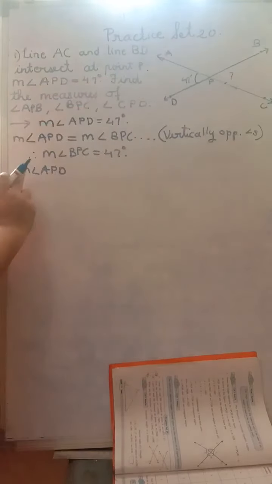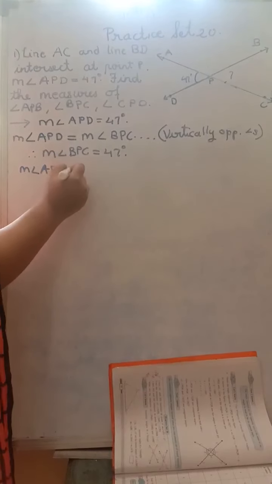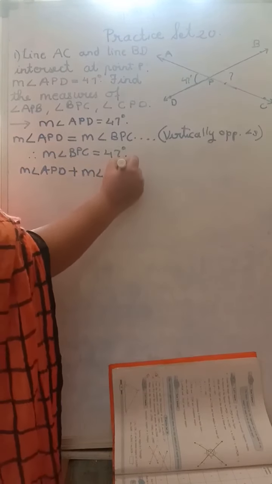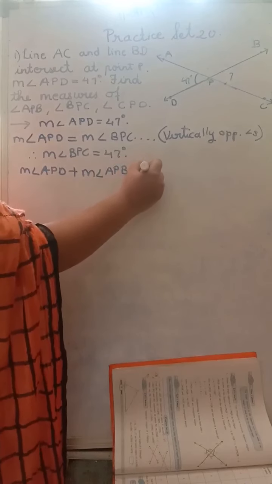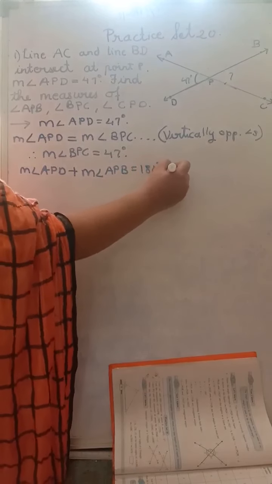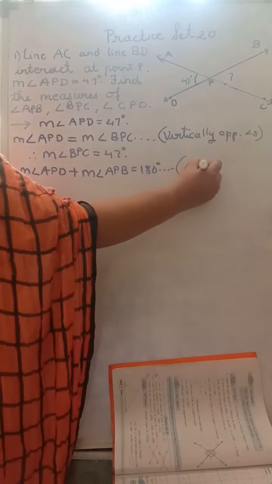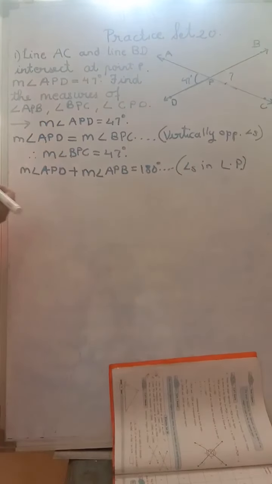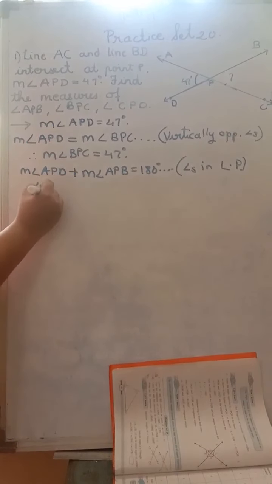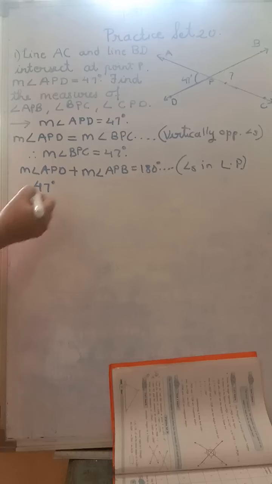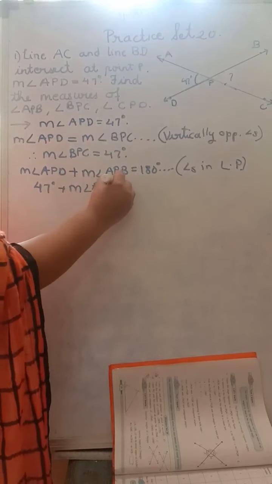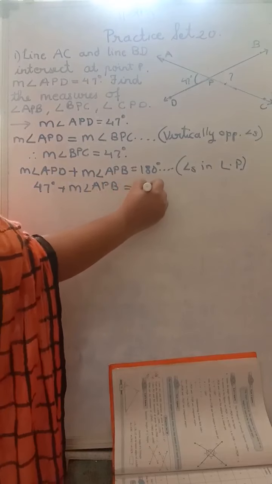We will take this. Measure angle APD plus measure angle APB is equals to 180 degree. What is the reason? Angles in linear pair. You have to write the full form. Now APD's measurement we know, that is 47 degree, plus measure angle APB we don't know, so write it as it is, and 180 degree.